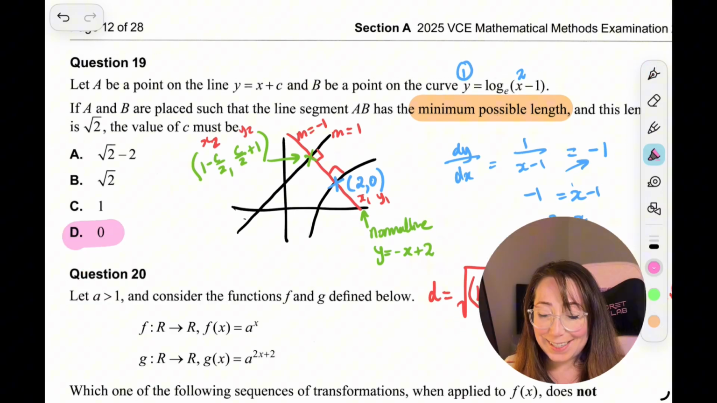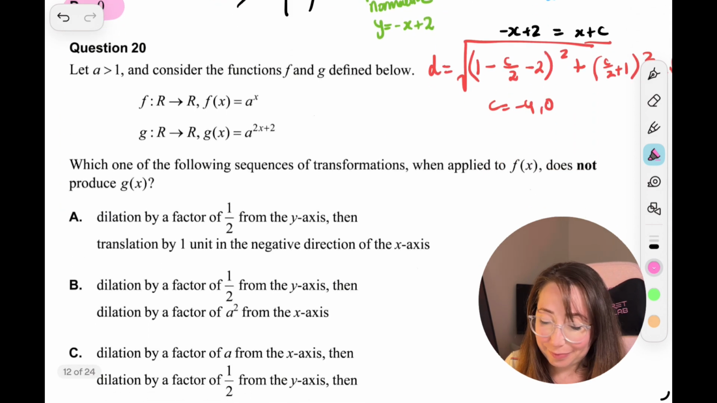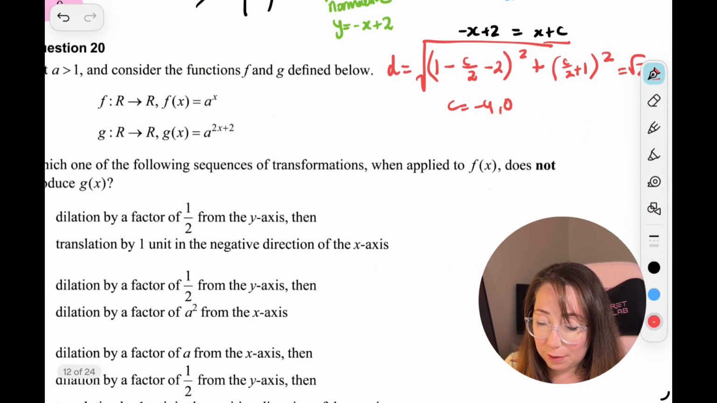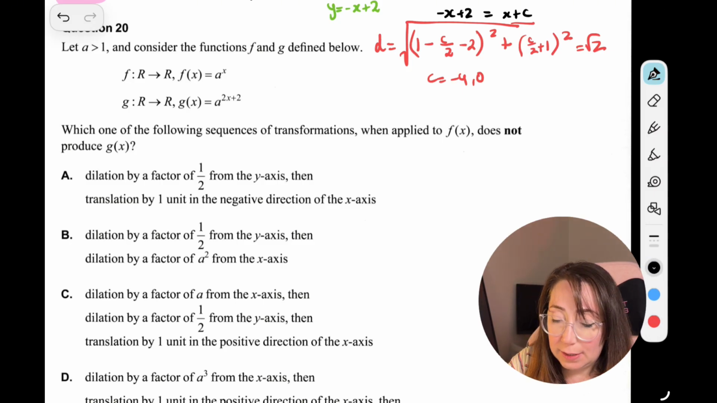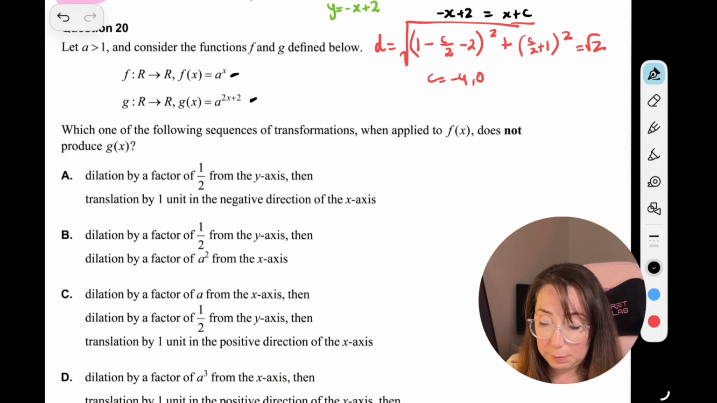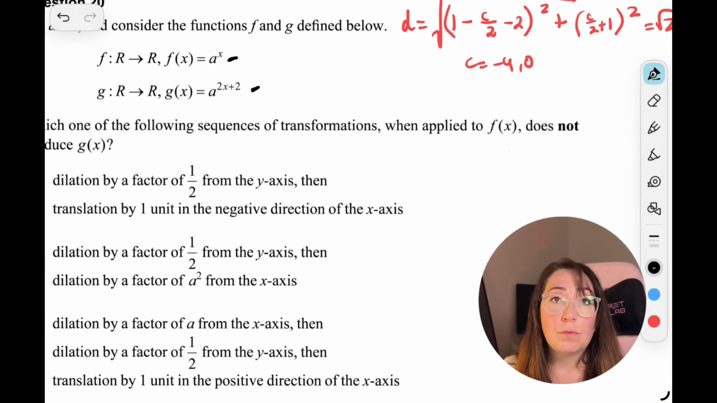Okay, last one, question 20. We've got let a be greater than 1. We've got these particular functions defined below. We've got a bunch of transformations. It's saying when I apply it to f, which one is not going to give me g. So if you're not feeling confident about transformations and you really want to get this mark correct, I would suggest mapping it. Otherwise, you can go ahead and substitute in, but it is very easy to make an error when you do this. So let's give it our best shot.